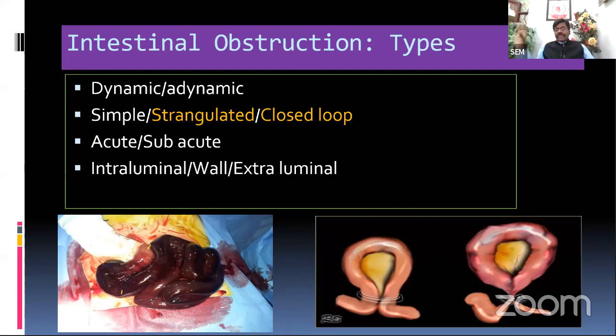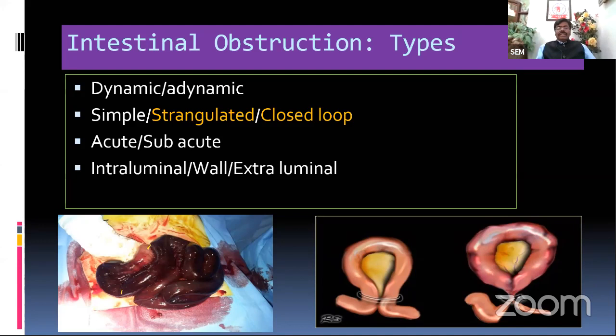In intestinal obstruction, when you write, first you put a nice diagram of the whole small bowel and large bowel, then you write. The obstruction could be dynamic or adynamic. Dynamic is otherwise called mechanical. Adynamic is functional. Dynamic in the sense there is some definite organic pathology. You can have a look.